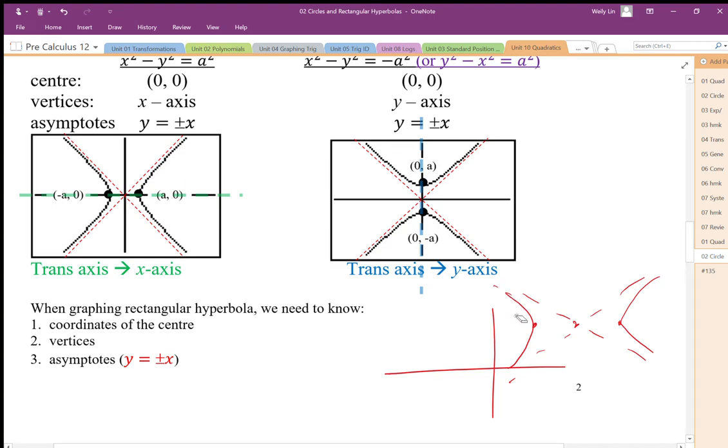I don't need a whole bunch of details or all these other points. I need to be familiar with the hyperbolic shape so I don't make some crazy looking shape. But other than that, these are the only three things I need to be able to draw my hyperbola.